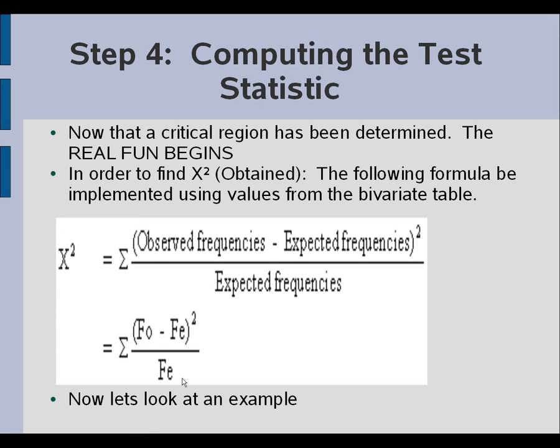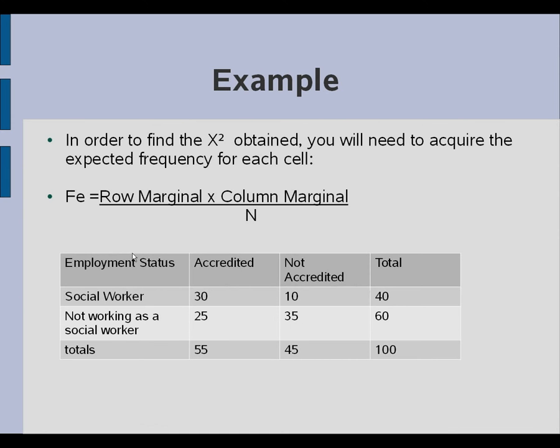Now let's look at an example. In order to find x squared obtained, you will need to acquire the expected frequency for each cell. The formula for this is the marginal row times the marginal column over n. So for an example, for a social worker that is accredited, to find the expected frequency, we would take 40 times 55 over 100.